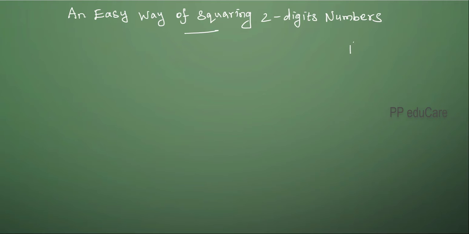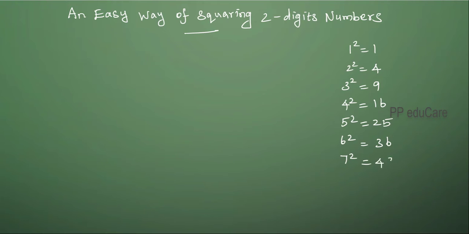Look here, 1 squared is 1, 2 squared is 4, 3 squared is 9, 4 squared is 16, 5 squared is 25, 6 squared is 36, 7 squared is 49, 8 squared is 64, 9 squared is 81, and 10 squared is 100. Now let's get into our topic, squaring 2-digit numbers in an easiest way.